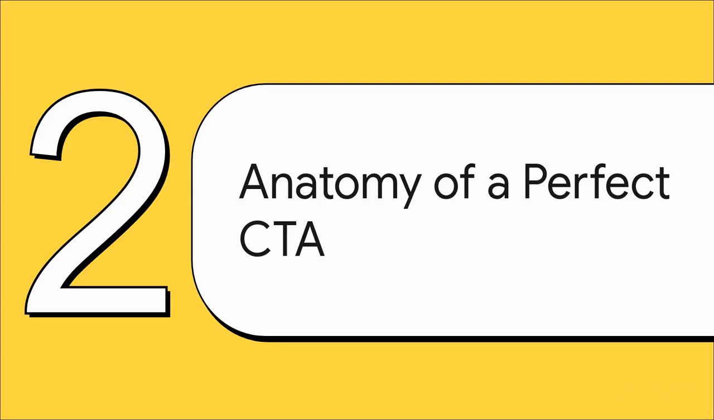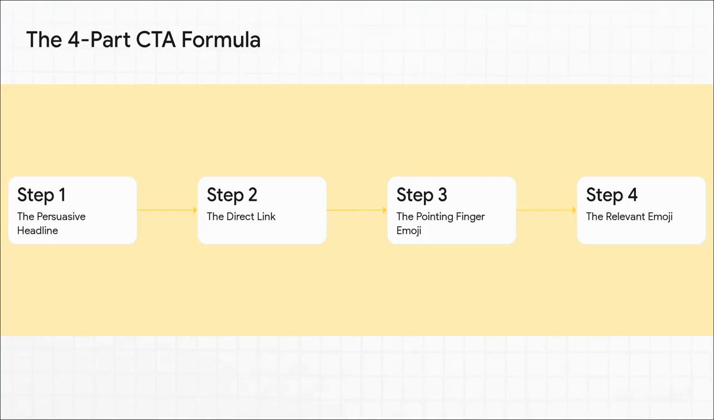Okay, so if the CTA is the engine, we need to build a really good one, right? One that's powerful enough to get that 70% to stop and pay attention. Luckily, the system has a dead simple, repeatable formula for doing just that. And here it is. It's just 4 little parts. You've got your persuasive headline, a direct link to whatever you're offering, a pointing finger emoji to draw their eye to the link, and then another relevant emoji just to add a bit of flavor. That's it. It's so easy, you can put one together in minutes.